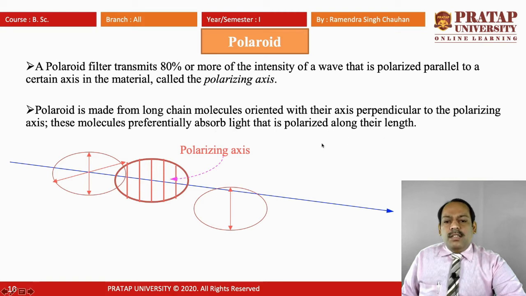These molecules preferentially absorb light that is polarized along their length. So here we can see this is unpolarized light and there is a Polaroid here, and when light passes through the Polaroid it becomes polarized. So what are Polaroids? Polaroids are substances or filters which convert unpolarized light into polarized light.